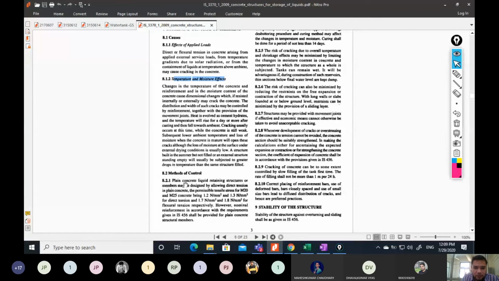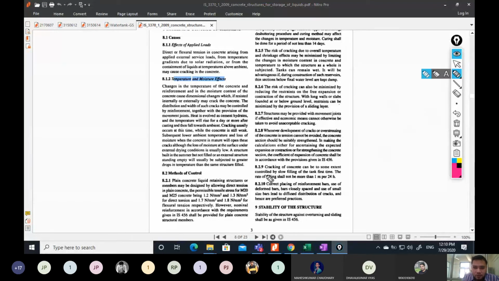So methods of control: the plain liquid retaining structures or members may be designed by allowing direct tension in plain concrete. The permissible tensile stresses for M20 and M25 being 1.2 Newton per mm square and 1.3 Newton per mm square for direct tension, and 1.7 and 1.8 for the flexural tension respectively.